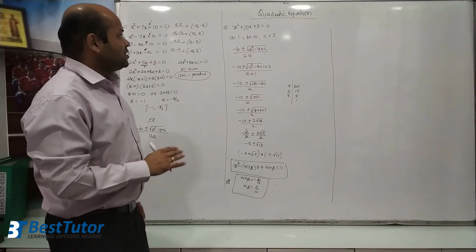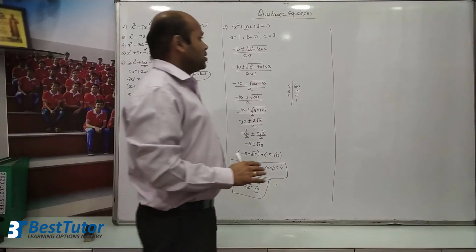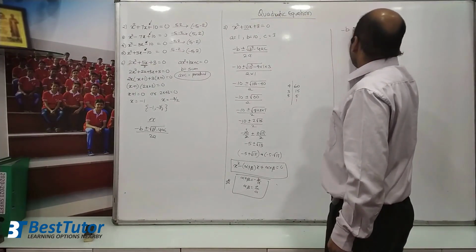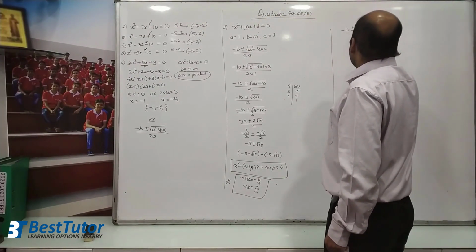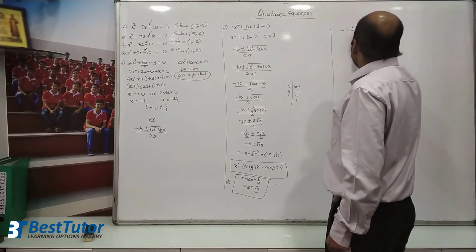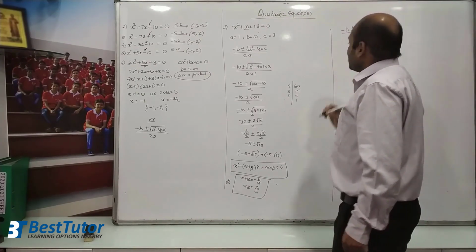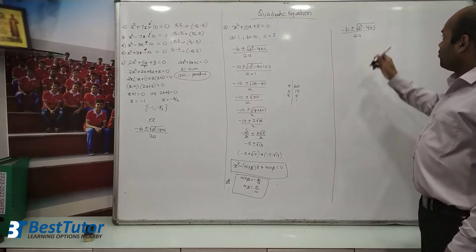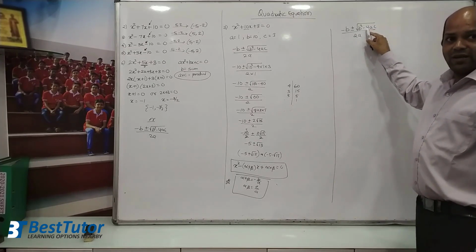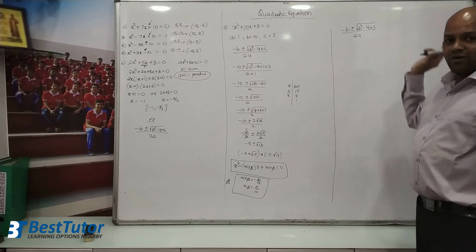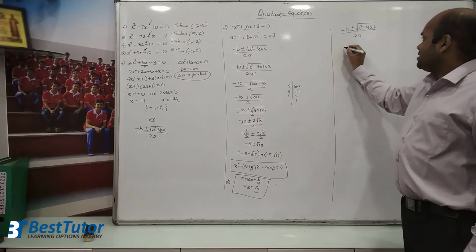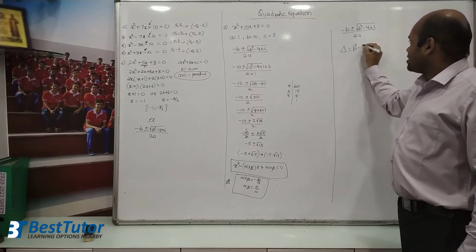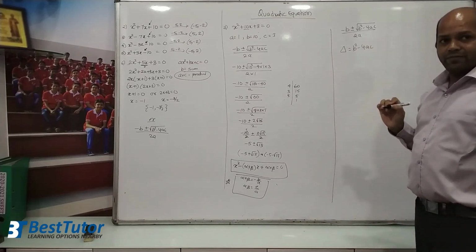But what is important is knowing the types of roots. The type of roots depends on the formula. We have the formula as minus b plus or minus root of b square minus 4ac upon 2a. The type of root of the quadratic equation depends on what happens inside the root sign. Based on that we have questions. So for simplicity, we use the Greek letter delta for b square minus 4ac.